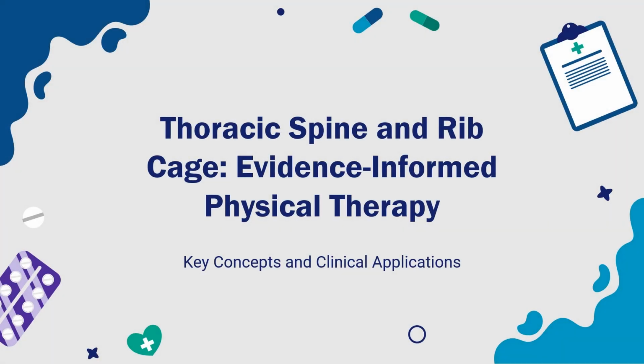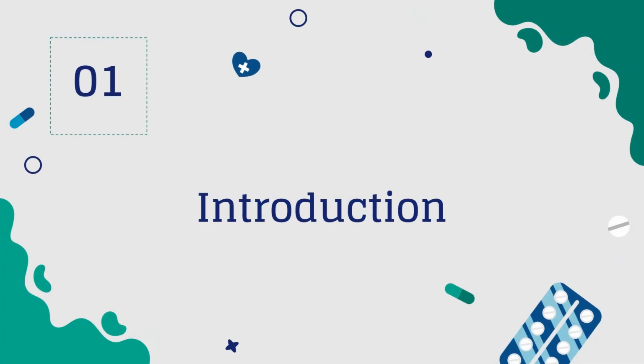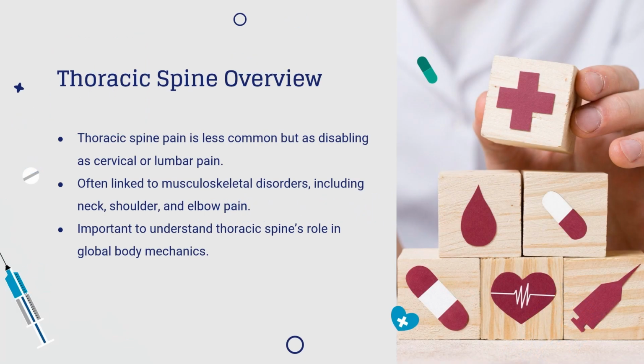Thoracic spine and rib cage, evidence-informed physical therapy. Key concepts and clinical applications. Introduction. Thoracic spine overview. Thoracic spine pain is less common but as disabling as cervical or lumbar pain.